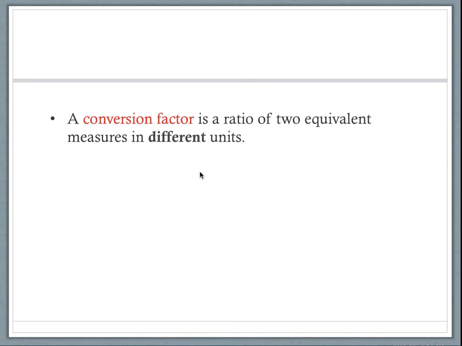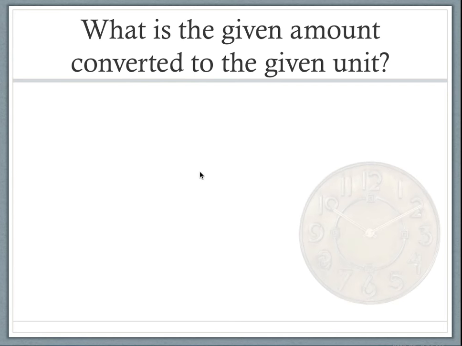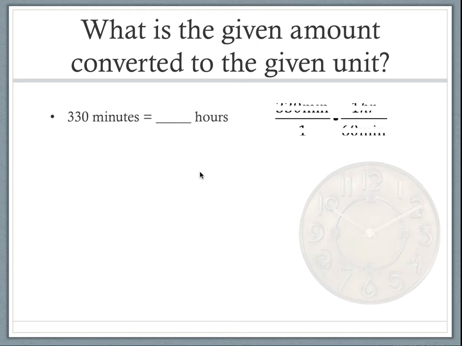A conversion factor is a ratio of 2 equivalent measures in different units. We're going to use some conversion factors today. So it says, what is the given amount converted to the given unit? So if I want to change 330 minutes to hours, a lot of you are used to just dividing by 60. Well, if I use a conversion rate, it would look like this.